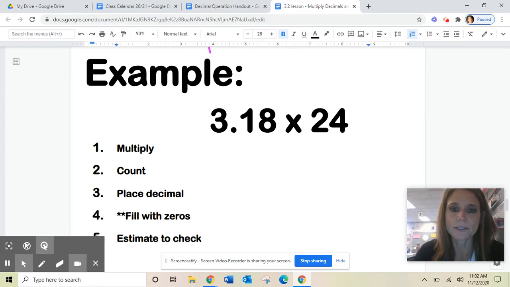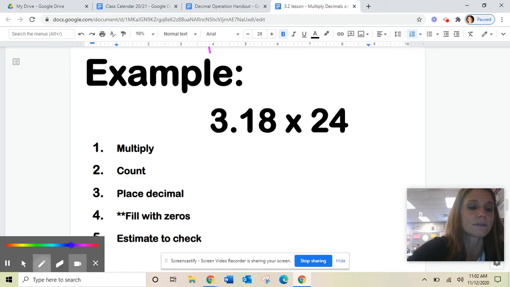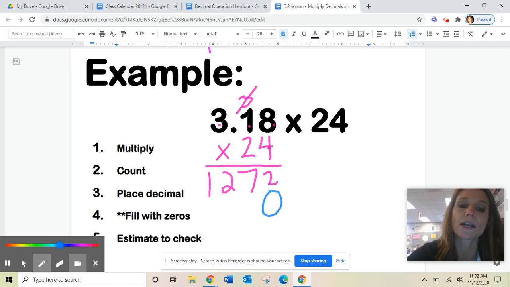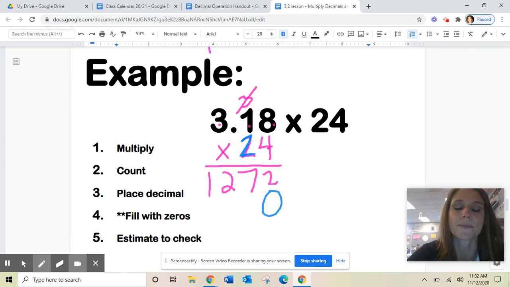My next example here is a 3.18 multiplied by a 24. So I'm going to do my multiplication. The 4 gets multiplied by everything up above, just like with a regular times 2-digit number. 4 times 8, 4 times 1, plus 3 more, 4 times 3. Placeholder 0, because we're moving on to our next digit, which is a 20. 2 times 8, 2 times 1 plus 1, and 2 times 3.